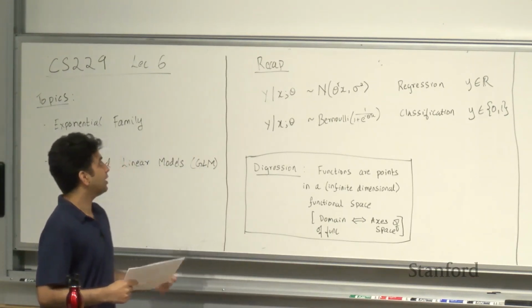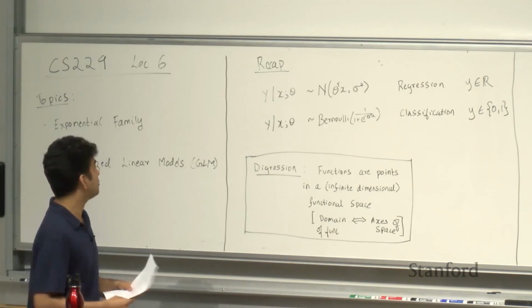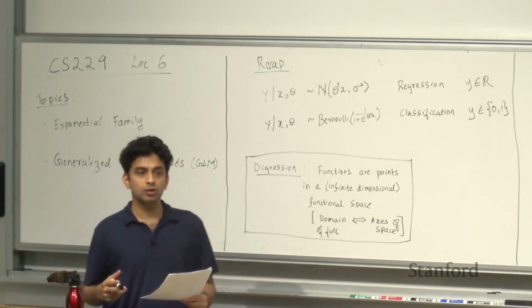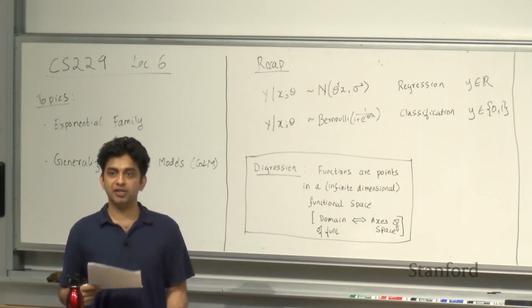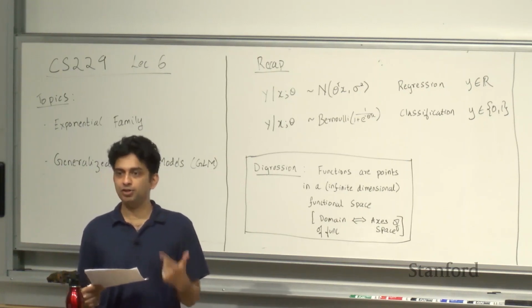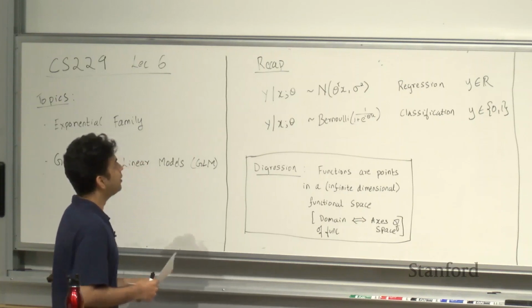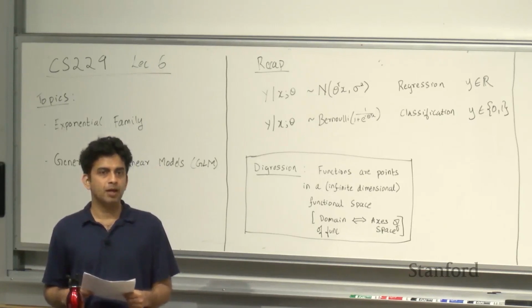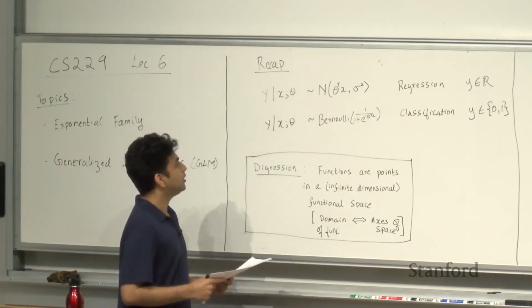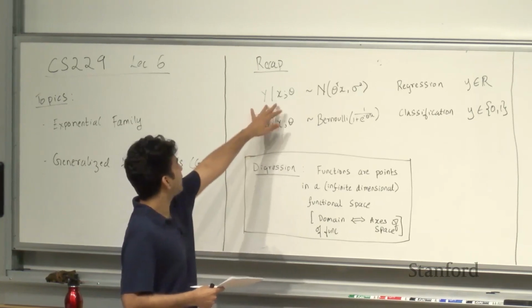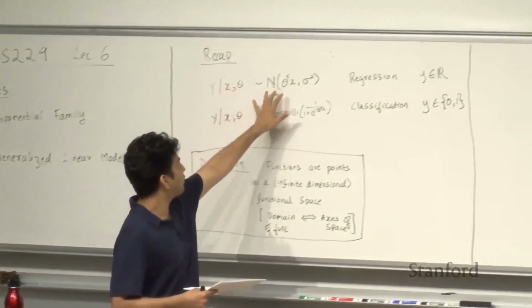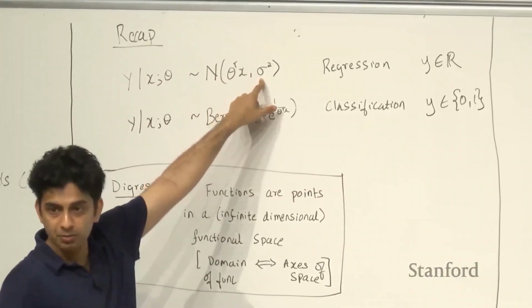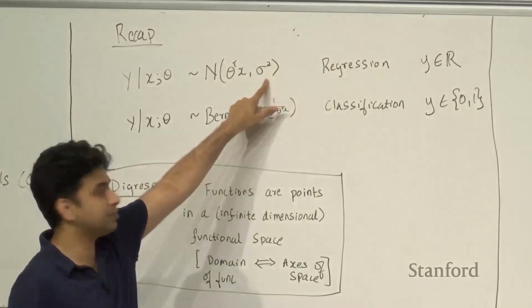And before we get started, a quick recap to see the motivation for exponential families and GLMs. We've seen two models so far, a regression model and a classification model: linear regression and logistic regression. For both, we saw their probabilistic interpretations. For linear regression, the assumption was y given x is sampled from a normal distribution with mean theta transpose x and some variance sigma square.